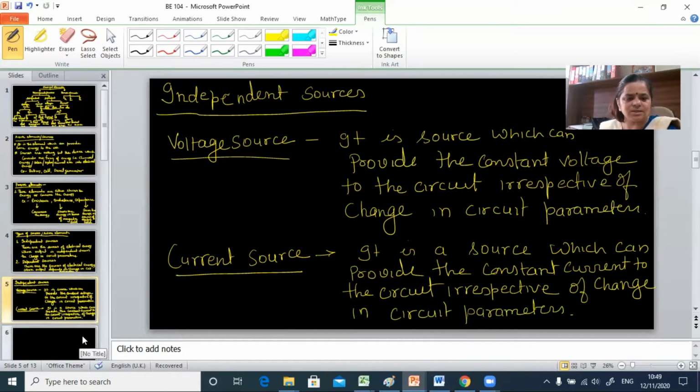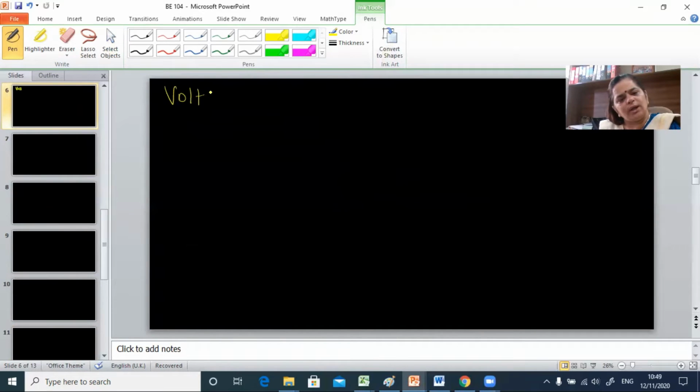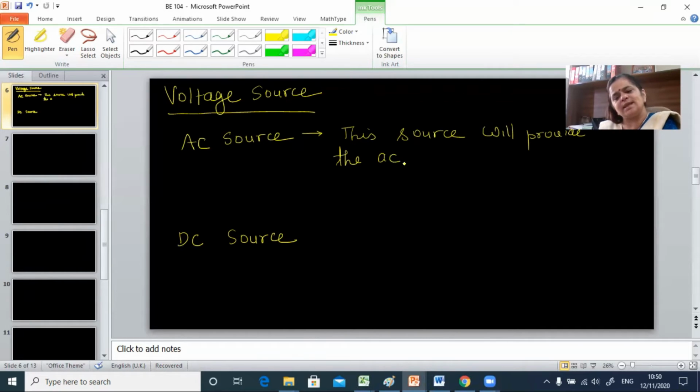Now let us discuss the further classification of voltage source. Voltage source, please mind it, I am talking about the independent type. Now voltage source can be further classified as AC source and DC source. You know that there are two kinds of electrical supplies available: one is an AC source and another is a DC source. So this source will provide the AC type of voltage to the circuit.